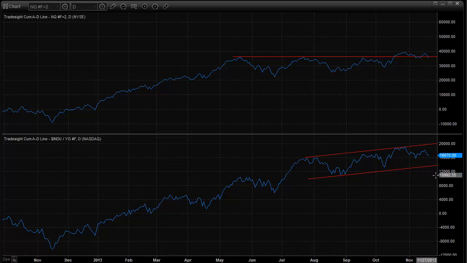If we do roll down below this, that would probably be enough to kill the rally and kick off a bear market. But we're not there yet. We're only at the midpoint of that regression right now.